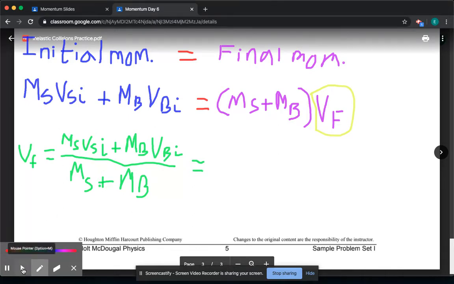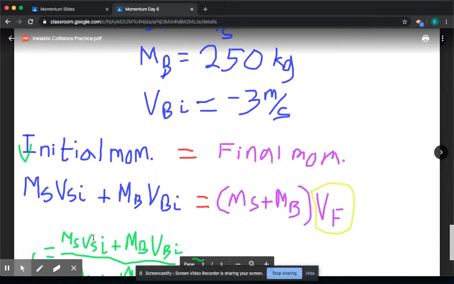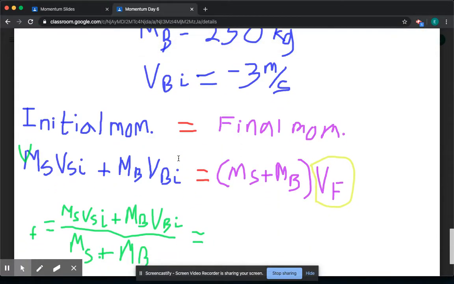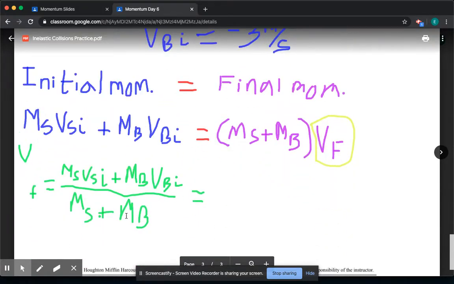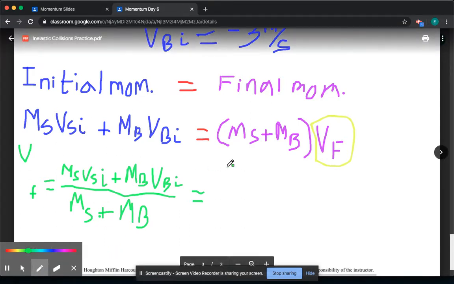We know MS. We know VSI. It's 1. We know MB. It's 250. We know VBI. It's -3. And we know the bottom part too. So we have everything we need to answer this question. Now it's just about plugging your numbers in. I'm going to change colors here. So just plug your numbers in.